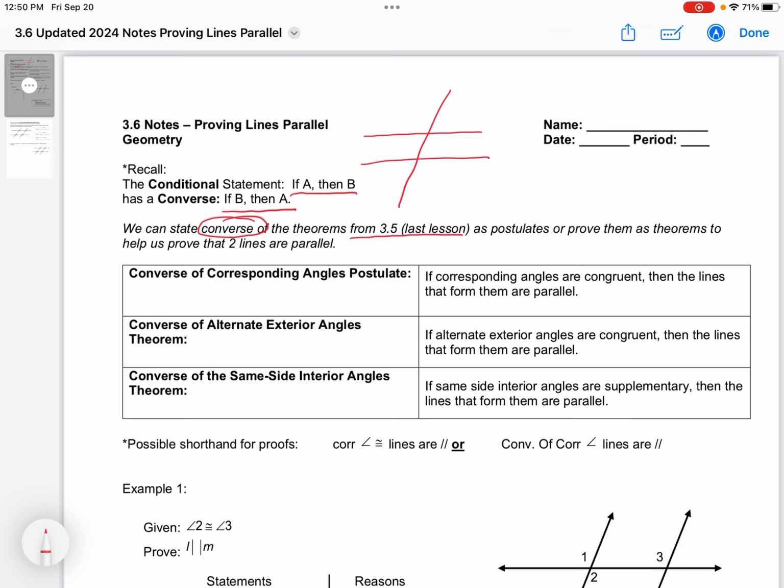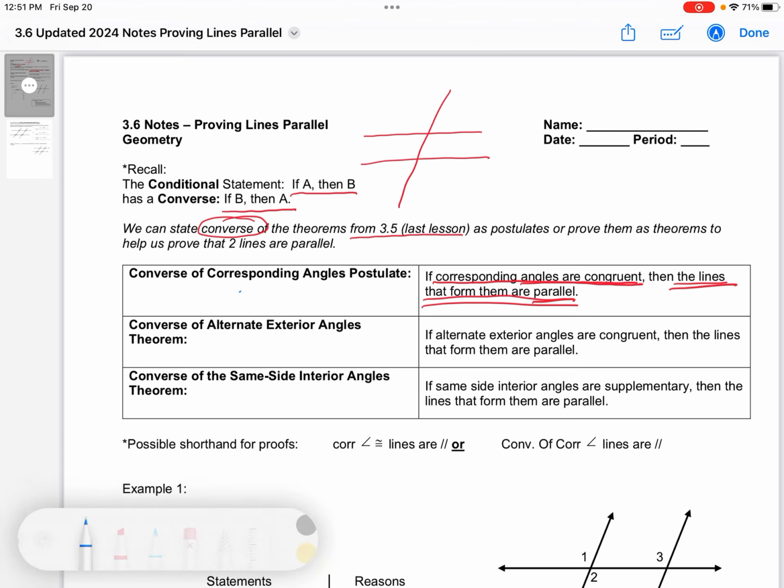So last time we were proving that angles were congruent because lines were parallel. Now we're proving lines parallel because of the angles. Okay, so remember this and this are switched from last lesson, and they make parallel lines.